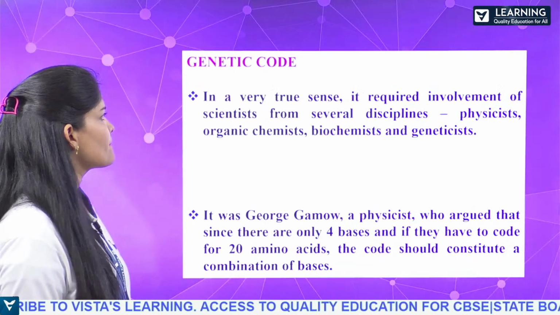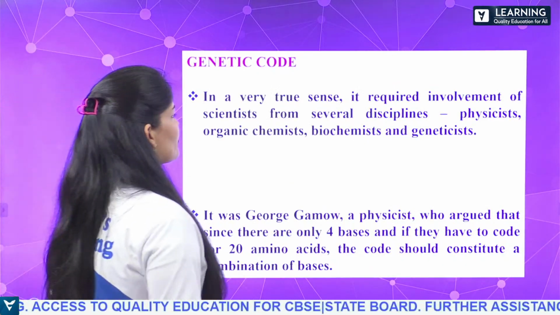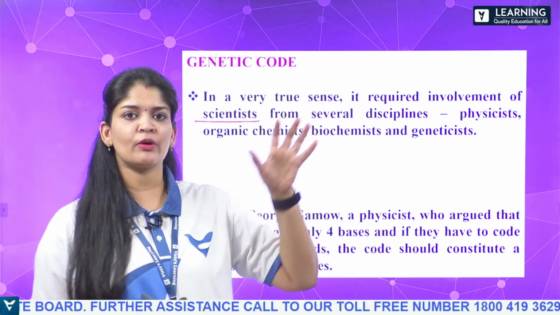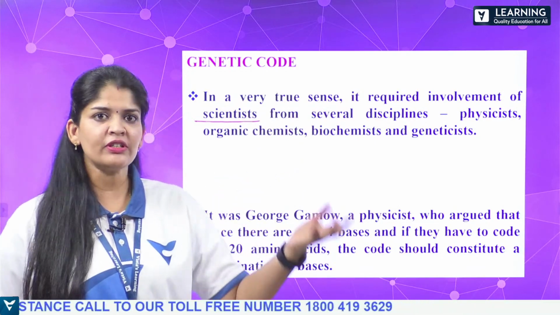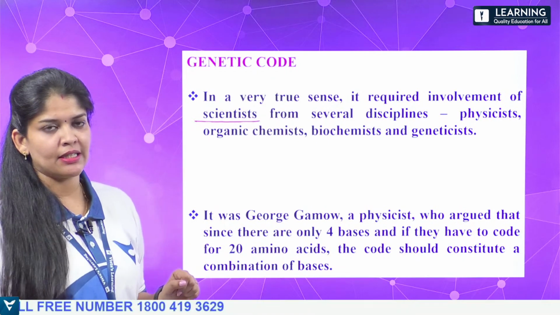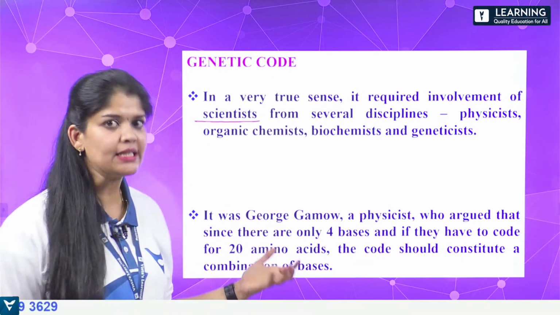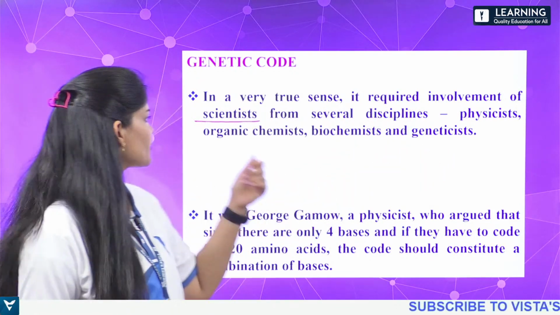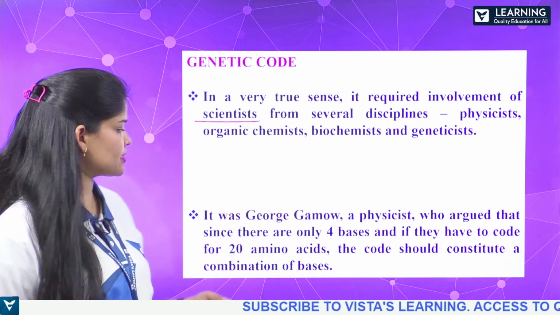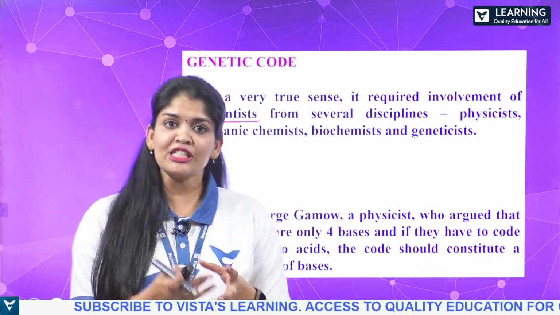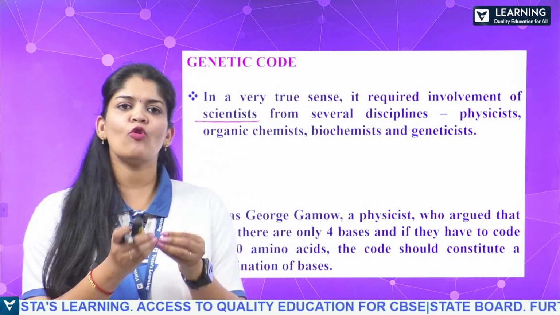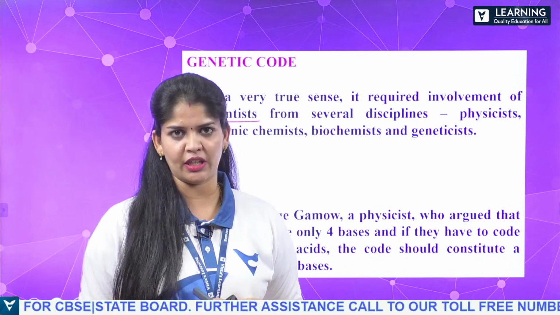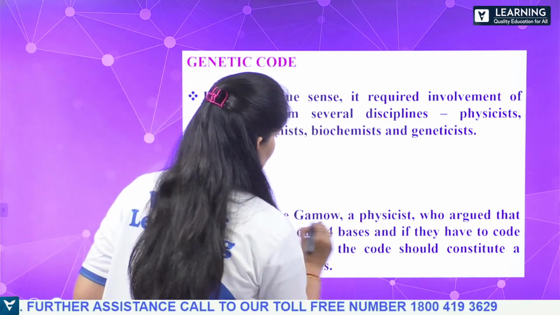So here, in a true sense, it requires involvement of scientists from different branches, not only from a single branch. We require several disciplines like physics, biochemistry, organic chemistry, and genetics. So physicists, organic chemists, biochemists, and geneticists worked together to decipher this genetic code. How are the 4 bases going to code for a total of 20 amino acids that appear in the structure of the protein? And it was Gamow.